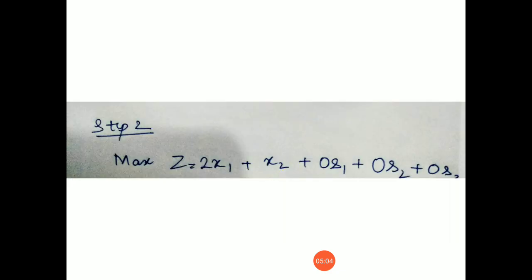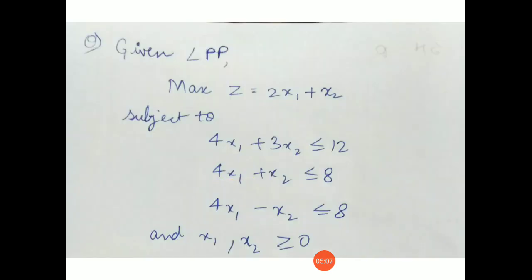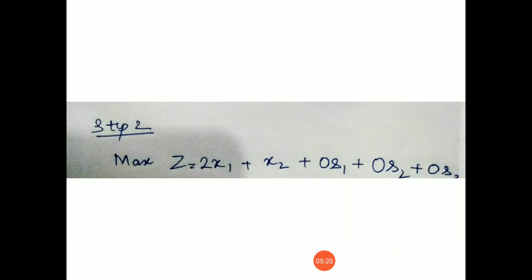Next, my objective function was z equal to 2x1 plus x2. I'll introduce the newly added slack variables in my objective function also, same as we have done in the previous questions. I have introduced the slack variables s1, s2, s3 with coefficient 0 in the objective function, and now the newly modified objective function is z equal to 2x1 plus x2 plus 0s1 plus 0s2 plus 0s3.